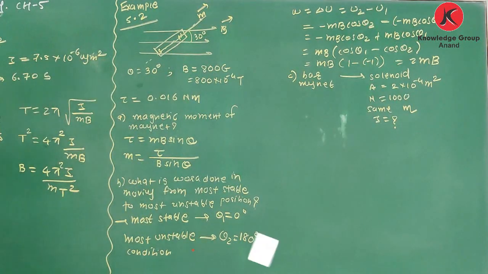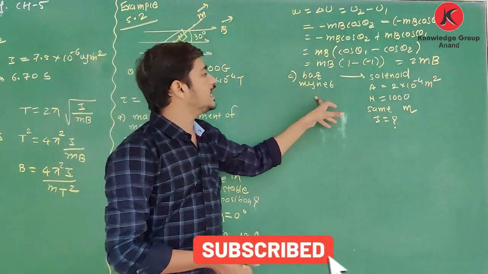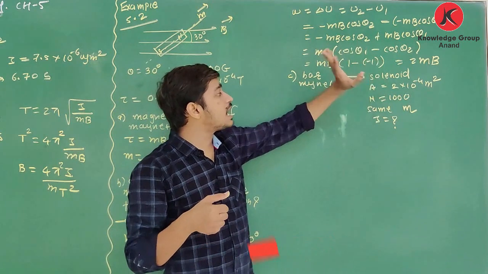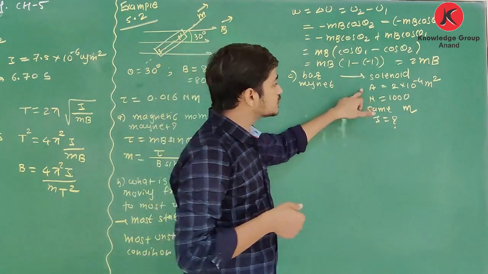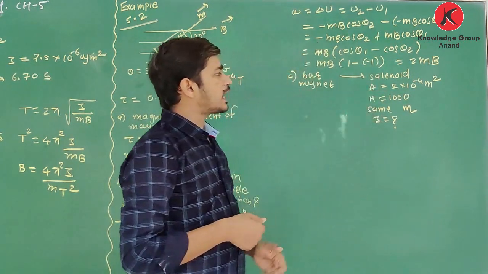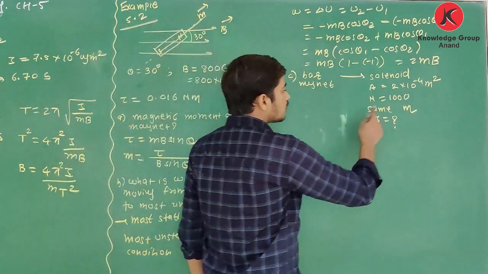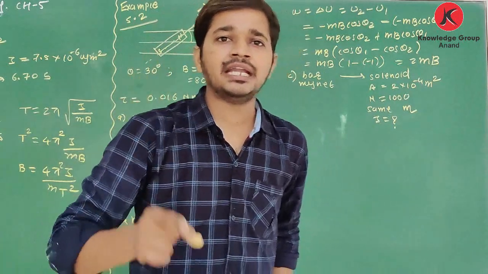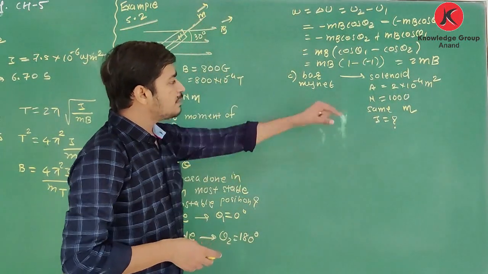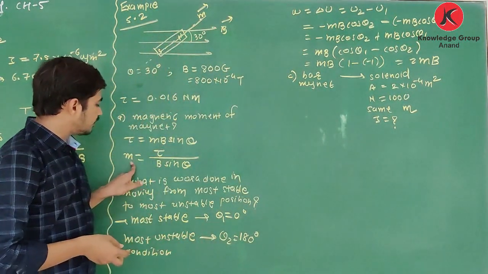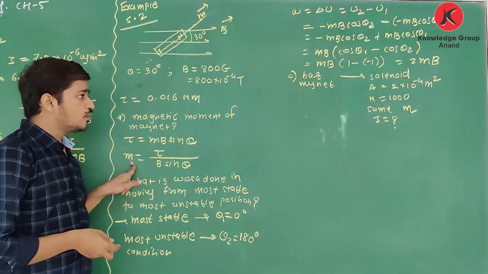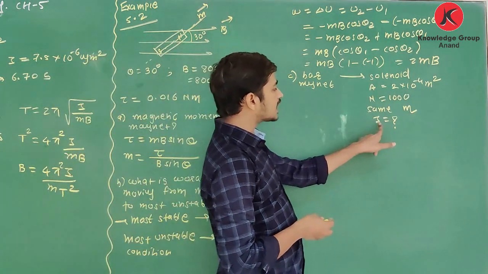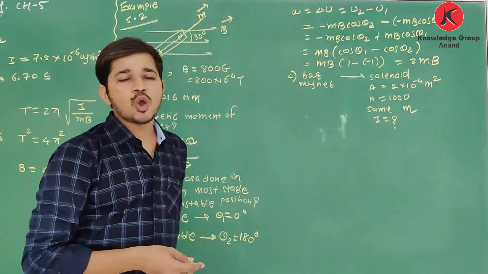Now what is question C? The bar magnet which is given is replaced by a solenoid having cross-sectional area A = 2 × 10^-4 m², number of turns 1000, and having the same magnetic moment which is obtained in part A. So you have to find what is the current flowing through the solenoid.